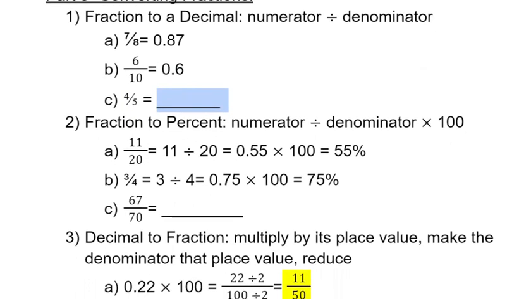Next is fraction to percent, and in order to do that conversion, we have to take the numerator divided by the denominator and multiply by 100. So say we have 11 over 20. 11 divided by 20 is going to be 55 hundredths. And once I multiply by 100, or I take the decimal point and I move it 2 times to the right, I'm going to get 55%.